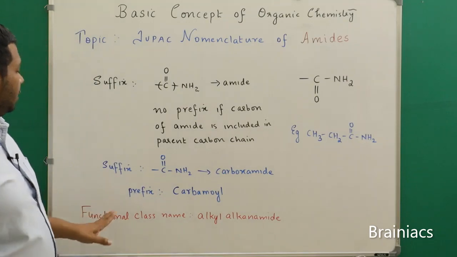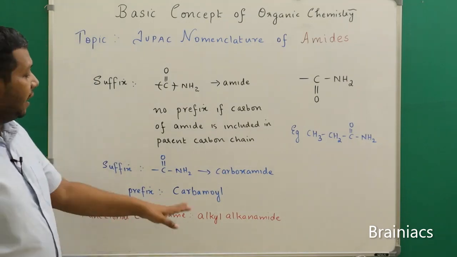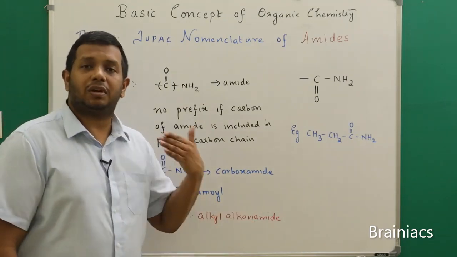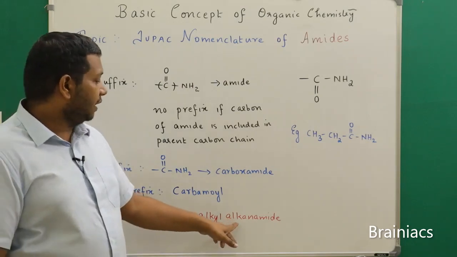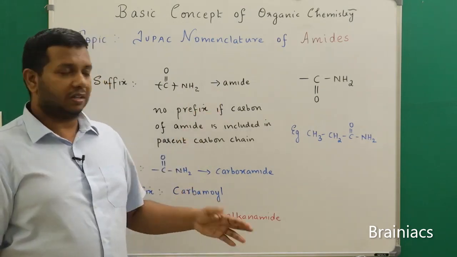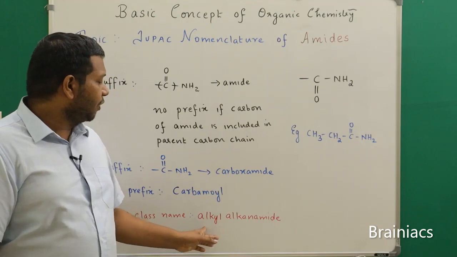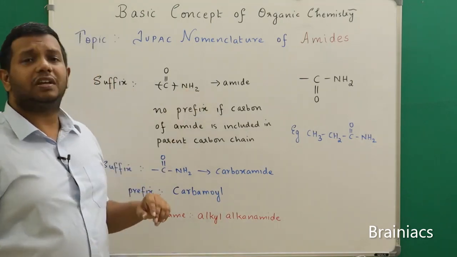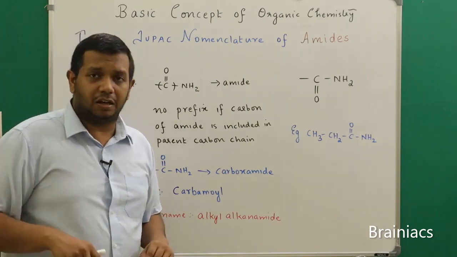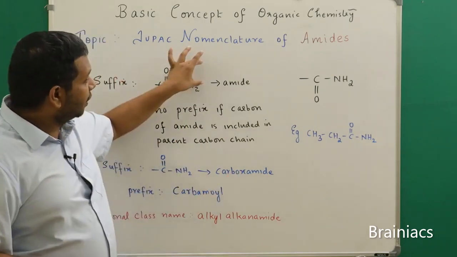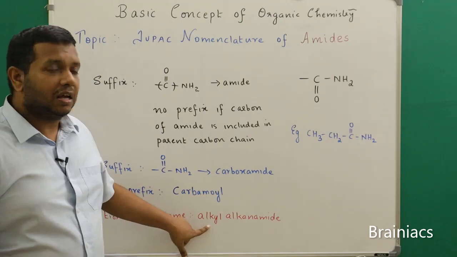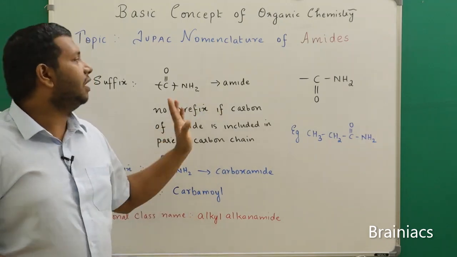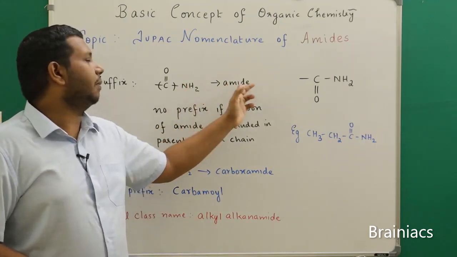Now here, what is the functional class name? Alkyl alkanamide. This is for your easy understanding. So alkan means how many carbon atoms are there? Amide. Then why this alkyl? From where is this alkyl coming? Please understand, sometimes this NH2 is there, and one H may be replaced by some alkyl group. In that case, that particular alkyl is shown here. Alkyl, then the remaining normal case, alkanamide.